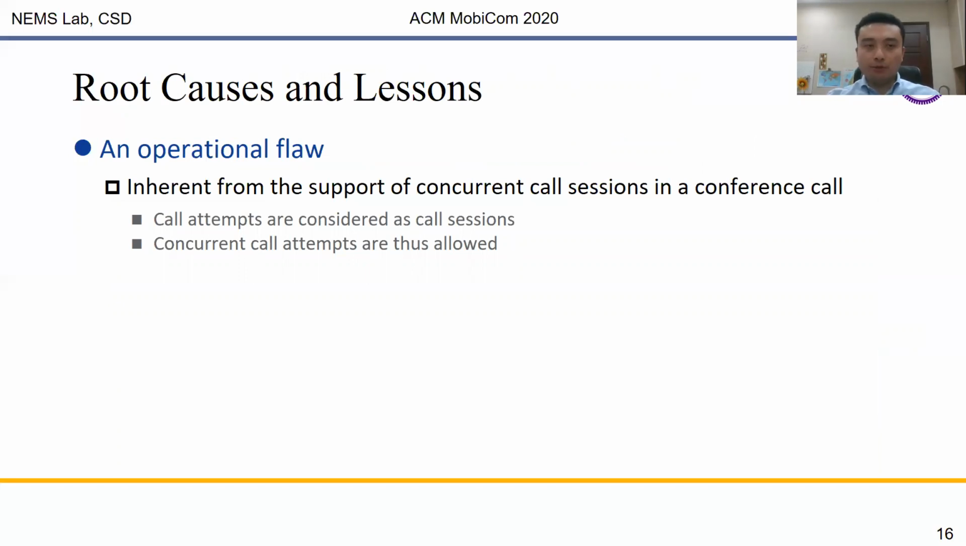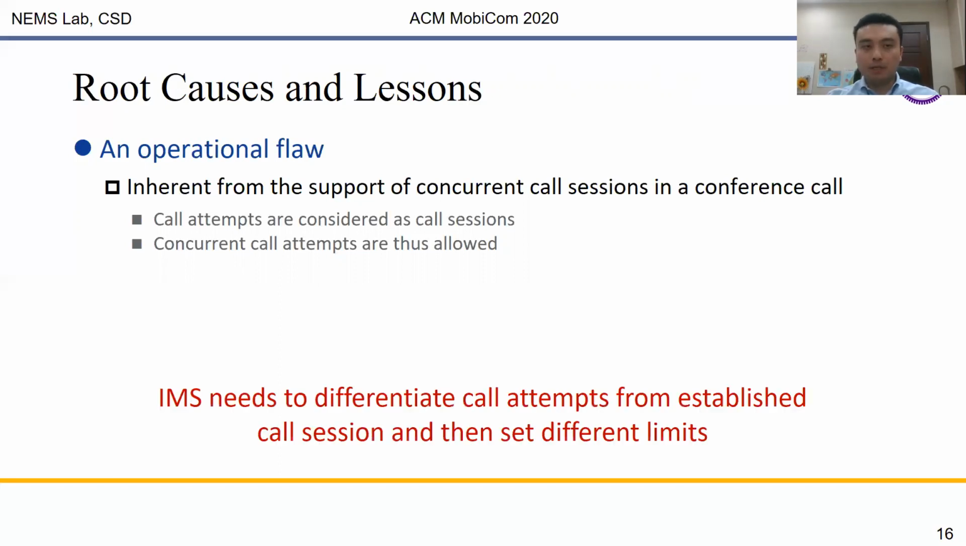It could be inherent from the support of concurrent call sessions in a conference call. And call attempts are considered as call sessions, so concurrent call attempts are allowed. It was hidden by the device system GUI and API. However, when the attacker can hijack the synchronization, this flaw can be exposed. So IMS needs to differentiate call attempts from established call sessions and then set different limits on them.